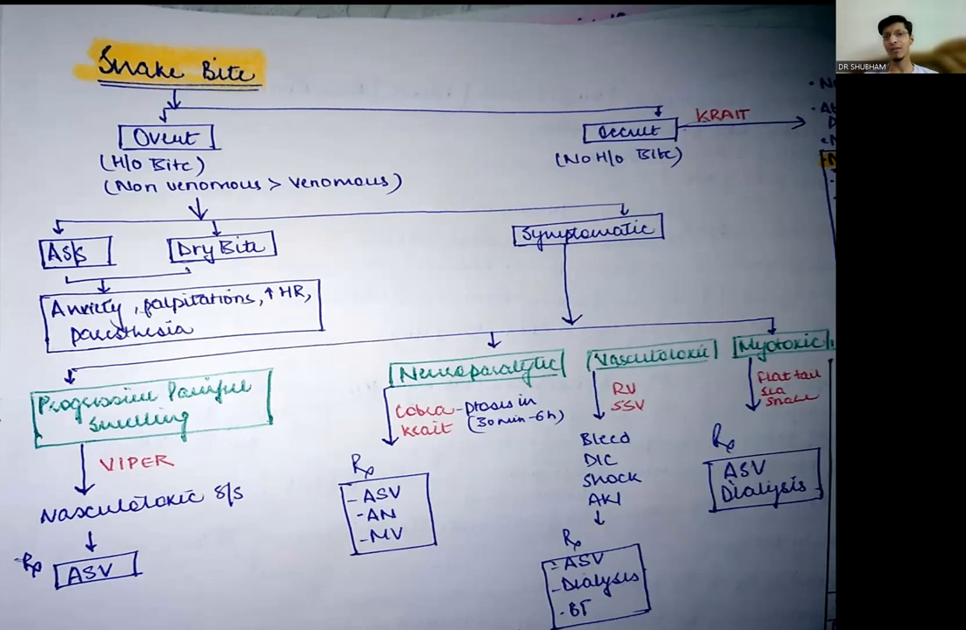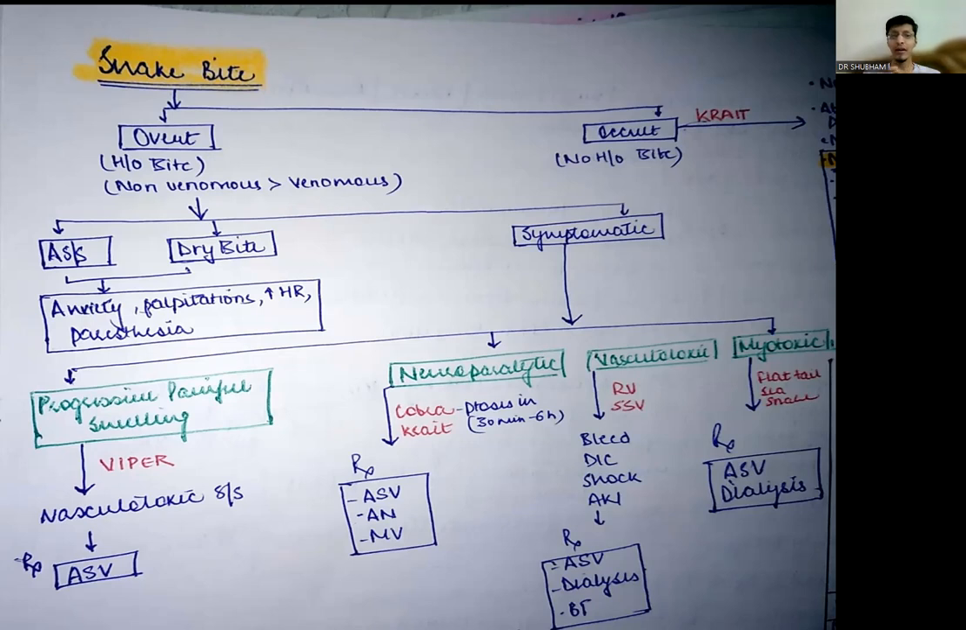What we are concerned about is a symptomatic snake bite. So the patient can present to you in 1, 2, 3, and 4 ways. What are those ways? We'll see that. First of all, the patient can come to you with a progressive painful swelling.